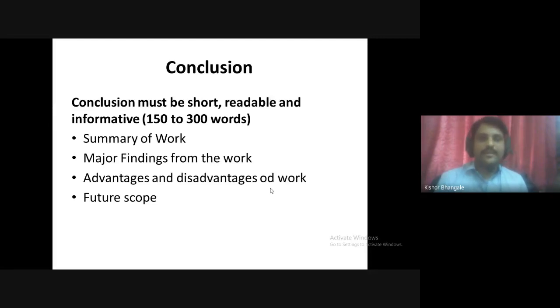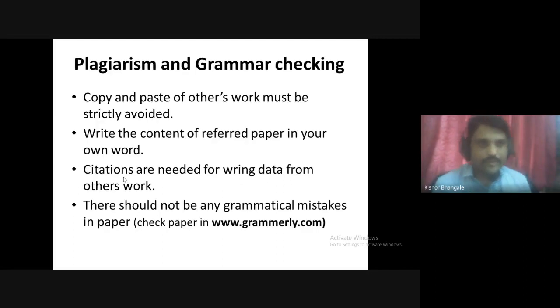Now we'll come to the plagiarism and grammar checking. Being non-native speakers of English, mostly we make grammatical mistakes while writing our paper. Those grammatical mistakes can be minimized by using Grammarly.com. This website is free. If you want, you can use the premium version also. It suggests changes to you. Whenever we are writing the paper, it should always be in active voice, not passive voice. The SCI journals accept the paper in active voice only.